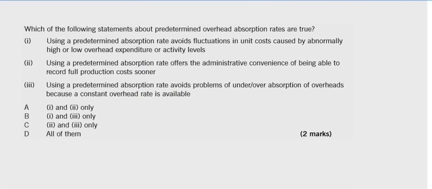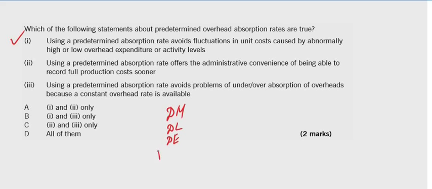Which of the following statements about predetermined overhead absorption rates are true? Using predetermined absorption rate avoids fluctuations in unit costs caused by abnormally high or low overhead expenditure or activity levels. Yes, that's definitely correct. Second one, using predetermined absorption rate offers the administration convenience of being able to record full production costs sooner. Yes, of course. If you remember, we had the costs like direct material, direct labor, direct expenses, right?